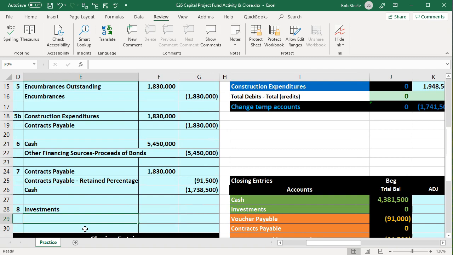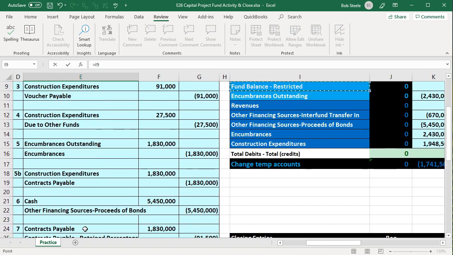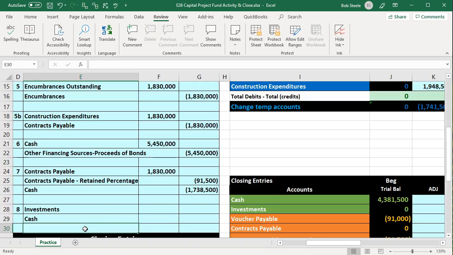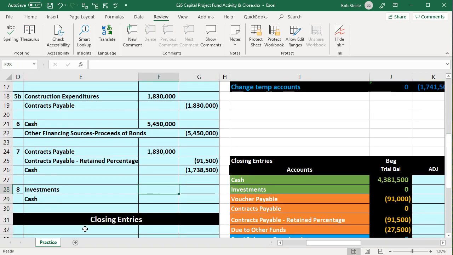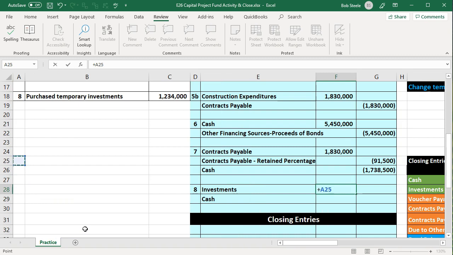And of course, we're going to be taking it out of cash. Cash is going to go down. The investment's going to go up. And the amount is going to be for this amount. That's what we've decided on. And there we have it. So there's our transfer. That's going to be fairly straightforward.